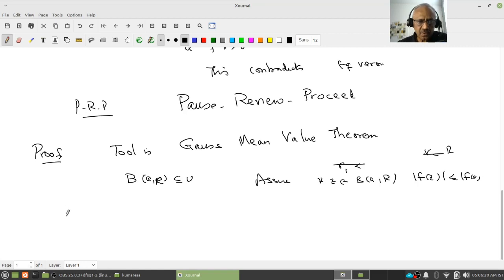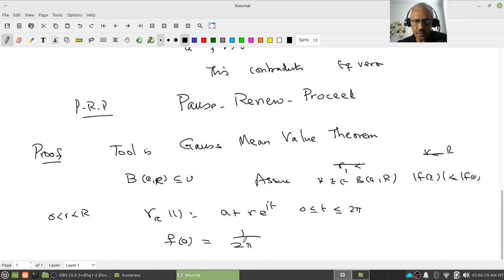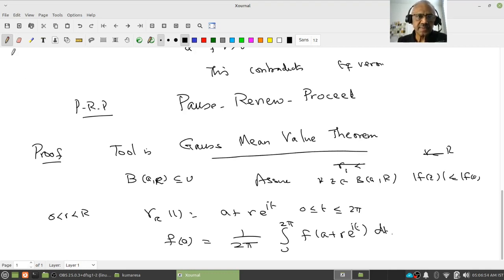Now for any small r less than R, let us look at gamma_r(t) equal to a plus r e^(it), 0 less than or equal to t less than or equal to 2 pi. Then what does Gauss mean value theorem say? Gauss mean value theorem says f(a) is 1 upon 2 pi, integral 0 to 2 pi of f(a plus r e^(it)) dt. This is Gauss mean value theorem, right?